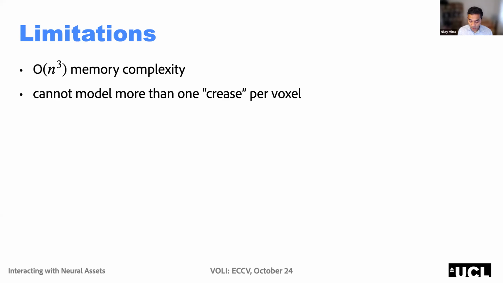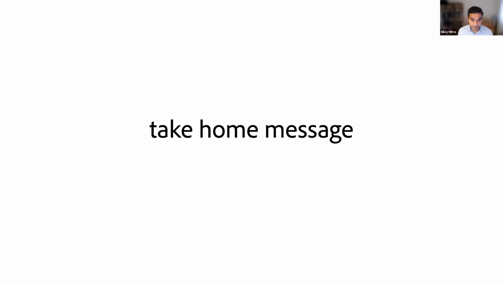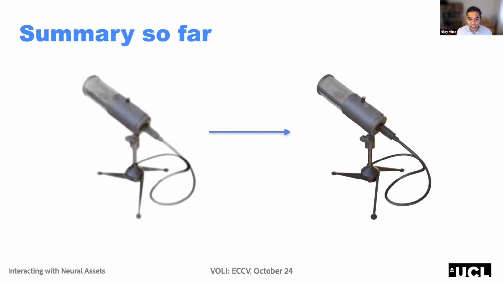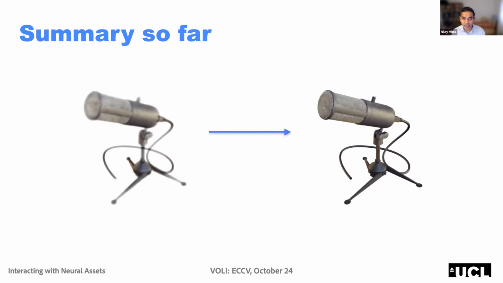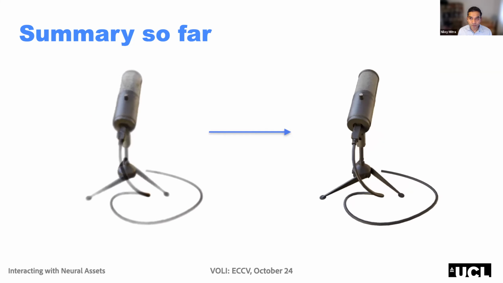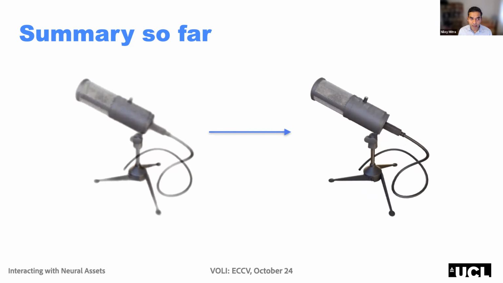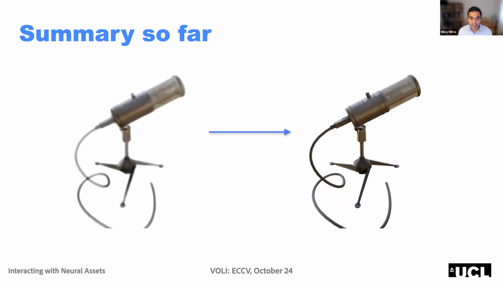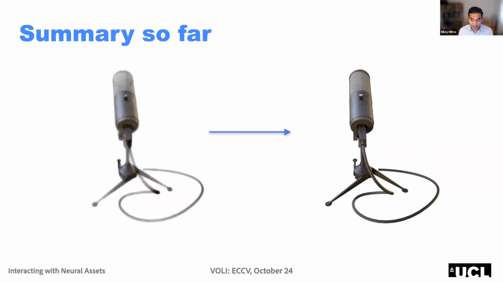We cannot model more than a single crease in a voxel, which means either we need higher-order primitives or we have to have smaller cells. So really the take-home message is that a single line of code change can get us from the left to the right, which is quite surprising, but it is often a good thing to look at the actual implementation and find out where the main capacity limitation of the network is. In this case, it was the lack of the right nonlinearity at the right place.